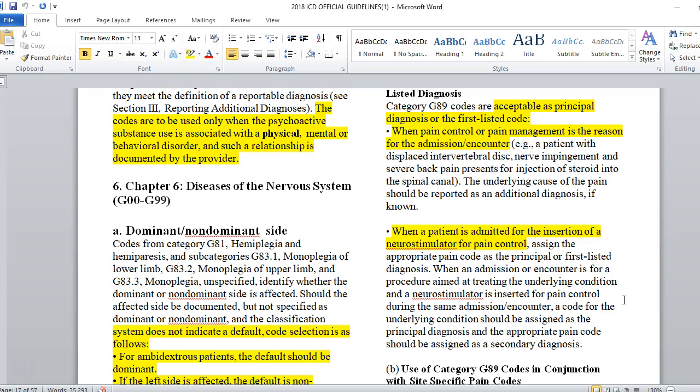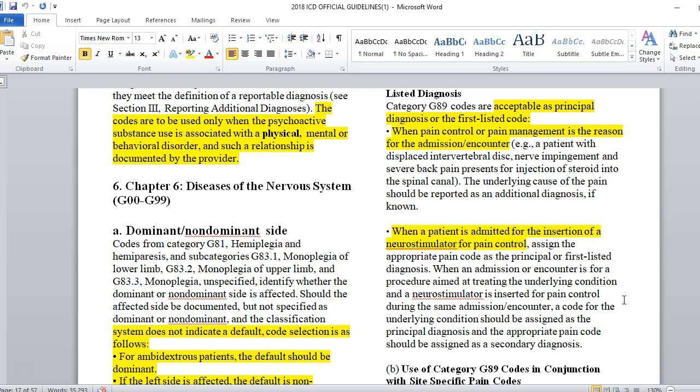So again, if a patient has a nerve impingement in their cervical spine around C5, and that's what's causing the pain, we code the pain code first, then we code for the underlying condition, what's causing the pain. Because again, we are not fixing the pain for the patient. We are treating the pain with pain control and pain management. So we want to keep that in mind. Why is the patient there?